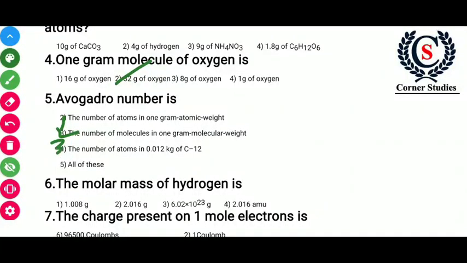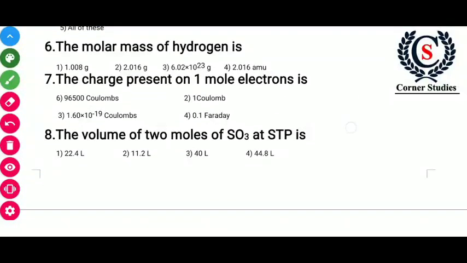See here, options given 2, 3, 4, 5. Next one, the molar mass of hydrogen is: 1.008 grams, 2.016 grams, 6.02 into 10 to the power of 23 grams, or 2.016 AMU. Answer: 2.016 grams. Next question, the charge present on 1 mole of electrons is, see the options: 96,500 coulombs, 1 coulomb, 1.60 into 10 to the power of minus 19 coulomb, 0.1 Faraday. What is our answer? 96,500 coulombs.